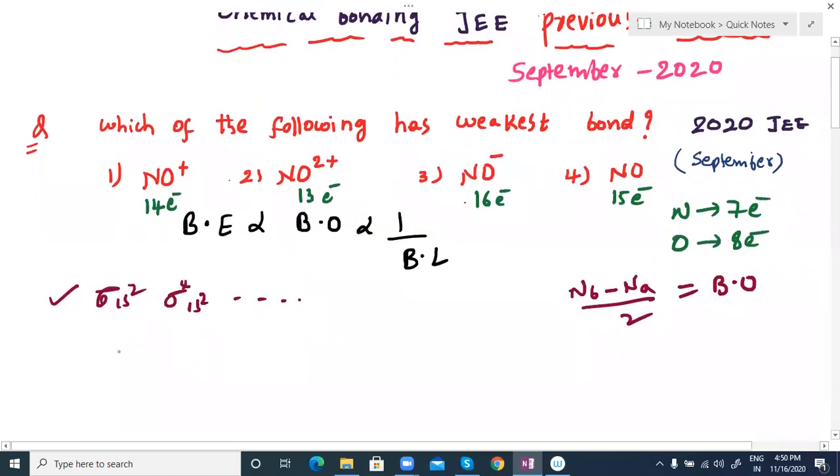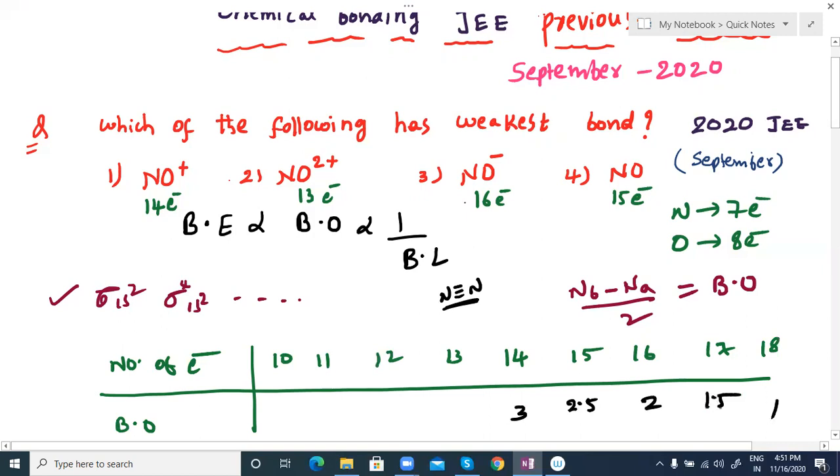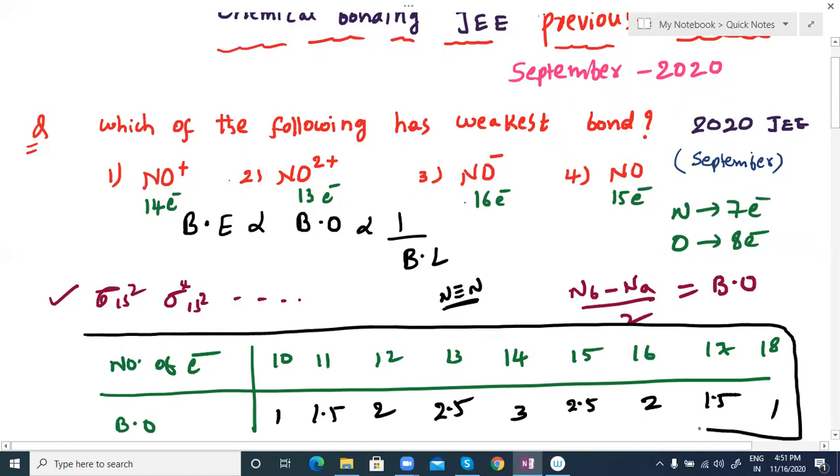So we have a relation, the small trick I gave: number of electrons and bond order. Suppose 14 electrons, you know very well: 14, 15, 16, 17, 18, and this side 13, 12, 11, 10. 14 electrons means N triple bond N, so 3 bonds. Bond order is 3. Then decrease by 0.5: 2.5, then 1.5, 1. Same thing here also, 2.5 to 1.5, 1. If you know this, you don't need to write the electronic configuration, you can find all the answers very fast. Whatever bond order related questions they give, you can find very easily.